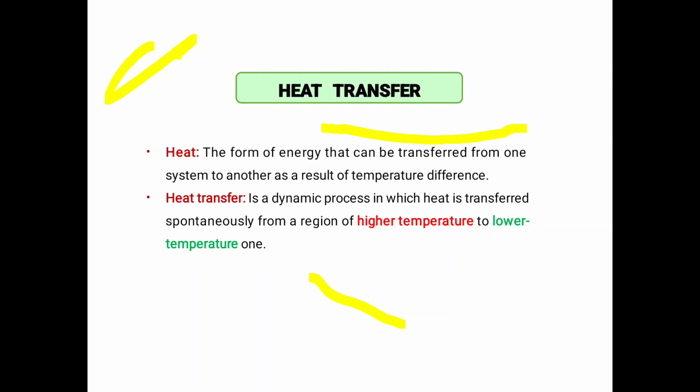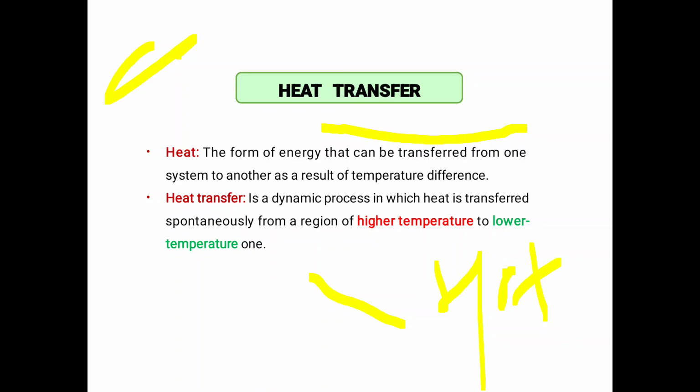Heat transfer is a dynamic process in which heat is transferred spontaneously from a region of higher temperature to lower temperature. Take the example of cool water and hot water. When we add hot water to cool water, they mix until they reach an equilibrium temperature. Once the equilibrium temperature is reached, no more heat will be transferred. When the temperature is different, cool and hot, heat is transferred. Otherwise, heat is not transferred.